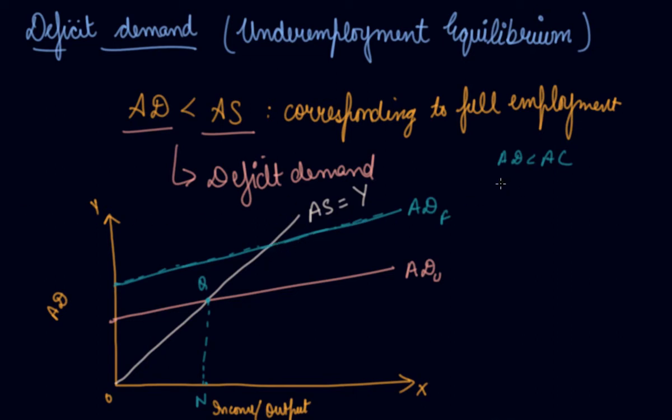And when your AD is equal to AS, this is the level of income, that is M, and this is the level of equilibrium where it is the full employment level. This is somewhere point C. So the difference between your aggregate demand of underemployment equilibrium and aggregate demand of full employment equilibrium is your deficit demand.